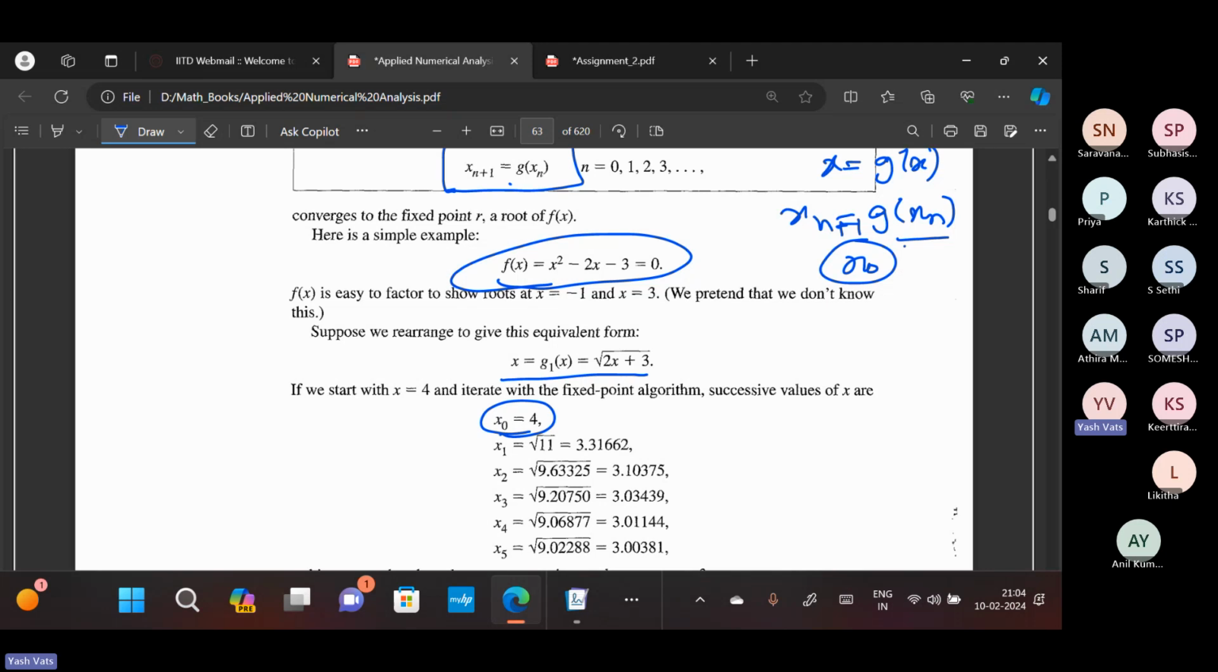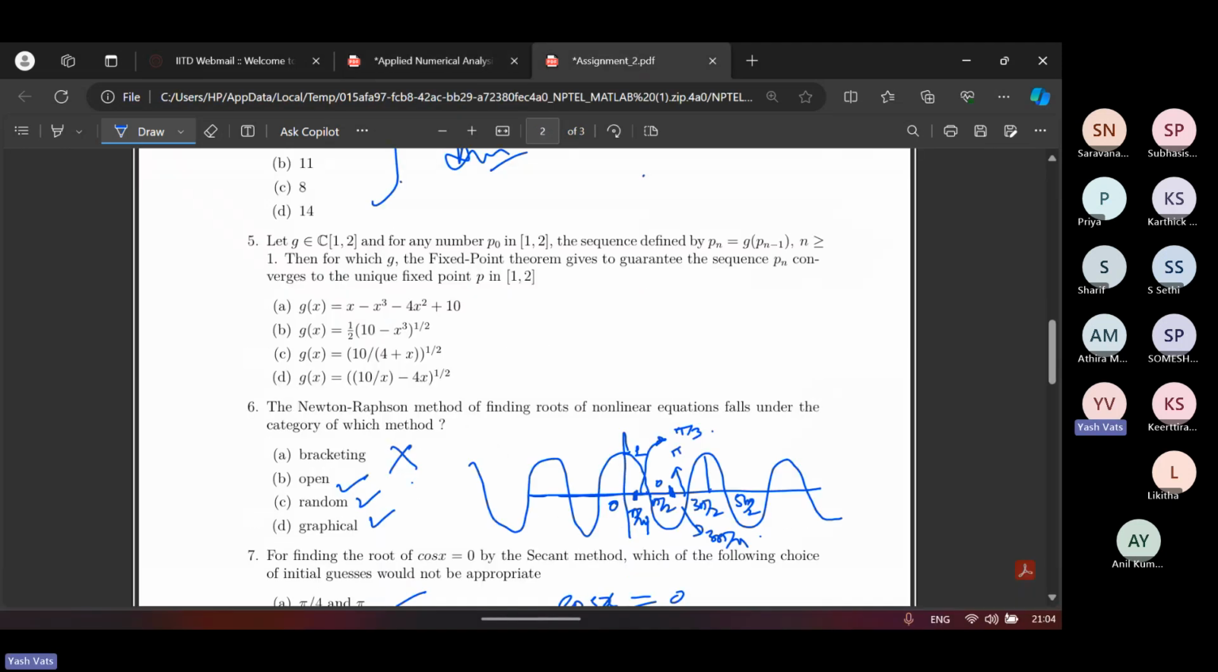So here in this question, it says that the sequence defined by p n is g of p n minus 1. Then for which g does the fixed point theorem guarantee that the sequence converges to a unique fixed point? You need to remember that for the convergence of the sequence to a fixed point, the modulus of g prime x in this interval should be strictly less than 1. So you just need to check this thing.